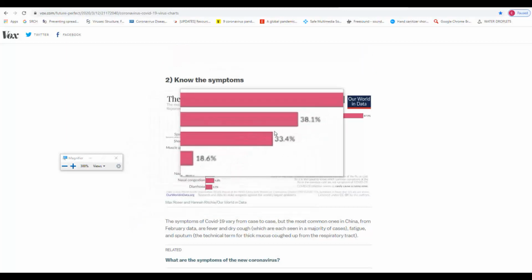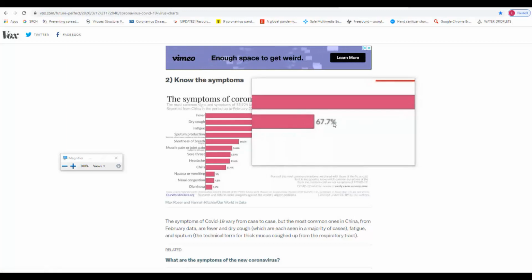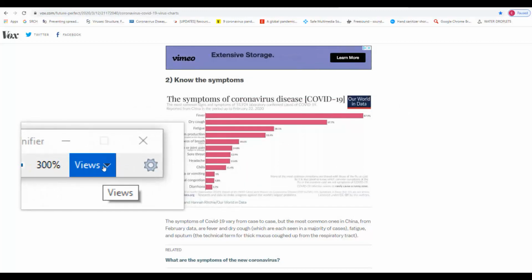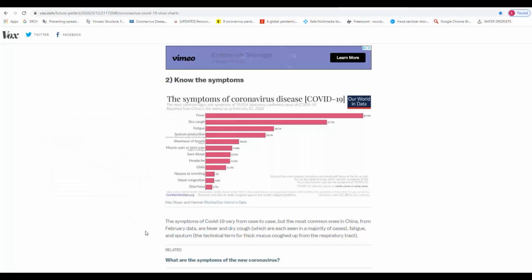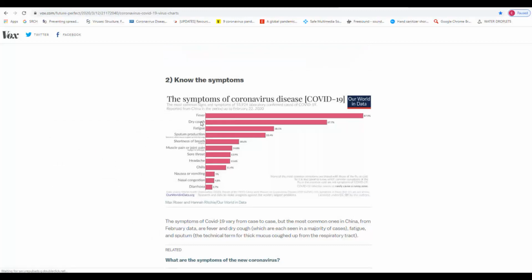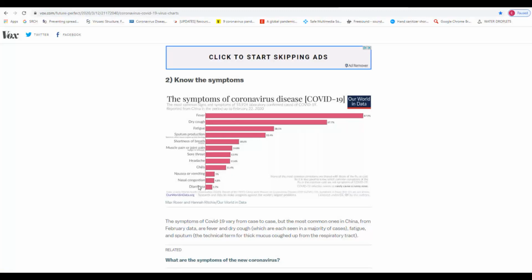And then dry cough is the second most common symptom, at 67.7%. So these are percentages, and they certainly could be considered to be associated with a histogram, but they're not associated with numbers. They're associated with symptoms. And these symptoms have no particular ordering. You can't say that shortness of breath somehow is worse than a headache, or that a headache is worse than shortness of breath. So there's no ordering on these symptoms.